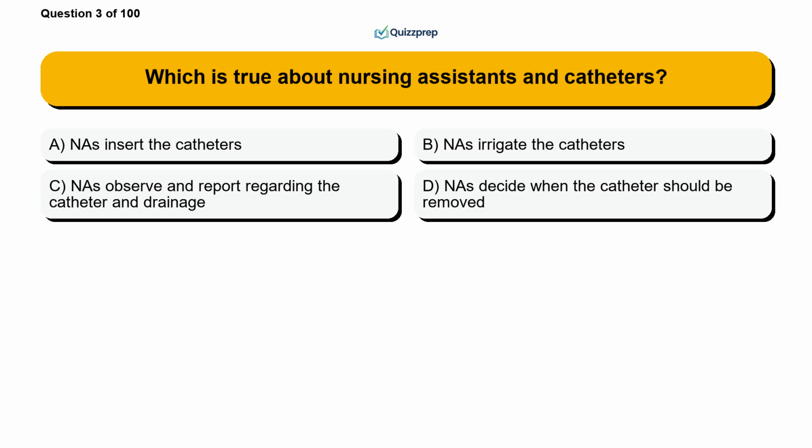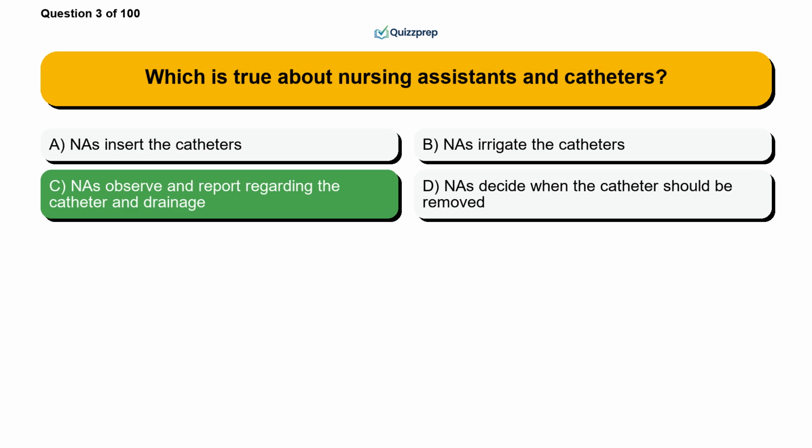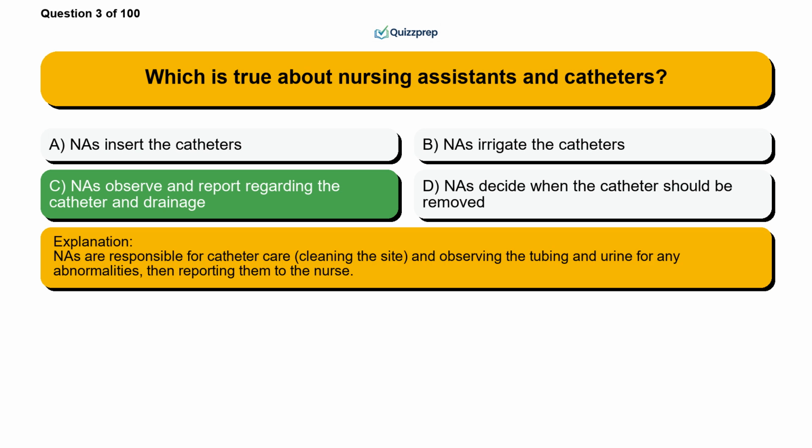Question 3. Which is true about nursing assistants and catheters? Option A, NAs insert the catheters. Option B, NAs irrigate the catheters. Option C, NAs observe and report regarding the catheter and drainage. Option D, NAs decide when the catheter should be removed. The correct answer is option C, NAs observe and report regarding the catheter and drainage. NAs are responsible for catheter care, cleaning the site, and observing the tubing and urine for any abnormalities, then reporting them to the nurse.